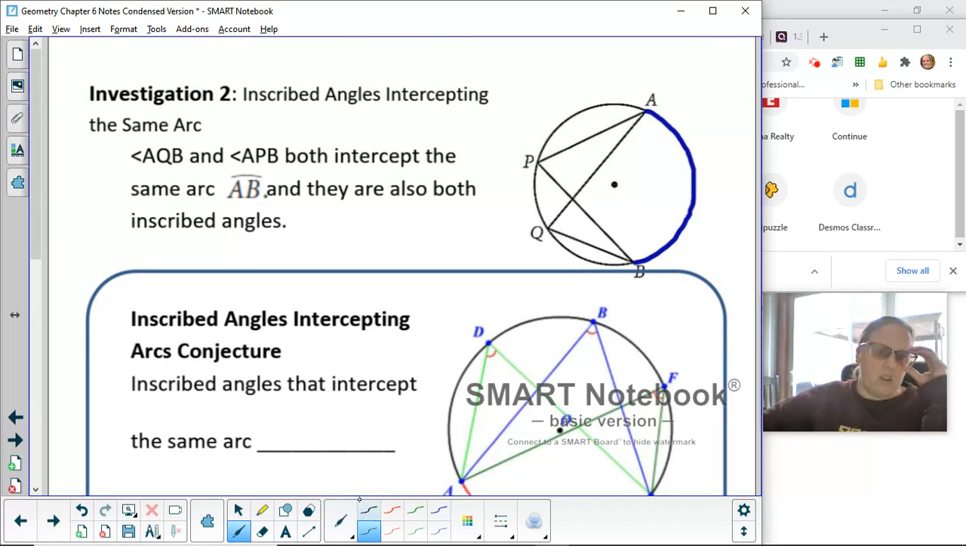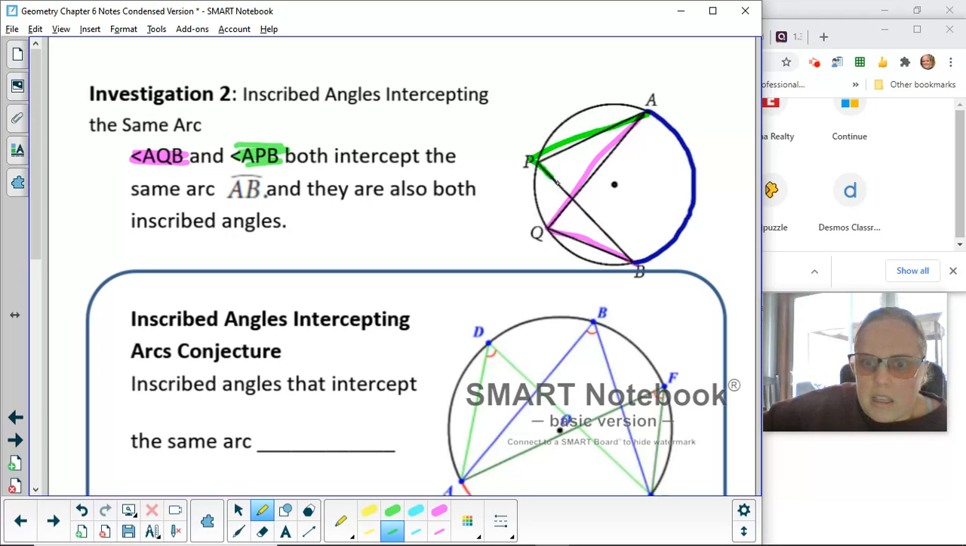Investigation number 2, inscribed angles intercepting the same arc. So here you can see we have an intercepted arc highlighted in blue. I am going to trace the two inscribed angles here. So AQB, I'm going to trace in pink. And then APB, we'll trace in green. Now, if you notice, they both meet that same blue arc, AB. The exact same for both of them, where they open up and eat towards it. And they're both inscribed angles.